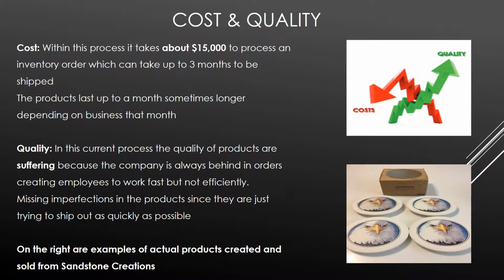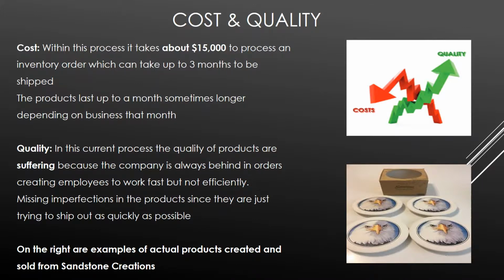The costs and quality of products. Costs within this process take about an inventory order, which can take up to 3 months to be shipped. The products last up to a month, sometimes longer, depending on business that month. Quality. In the current process, the quality of products is suffering because the company is always behind in orders, causing employees to work fast but not efficiently, missing imperfections in the products, since they are just structural products created and sold from Sandstone, which are called coasters.